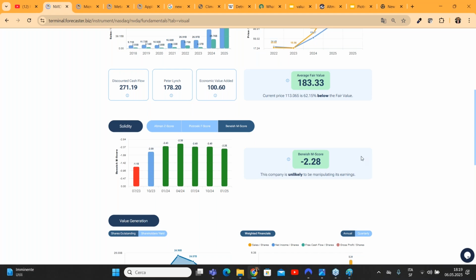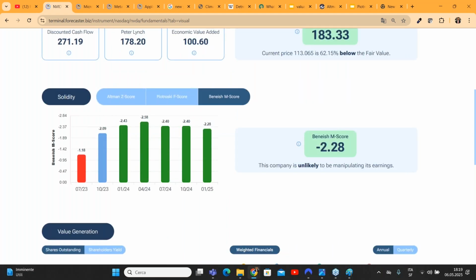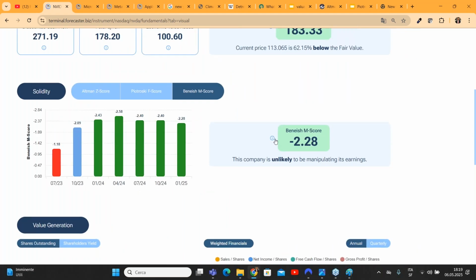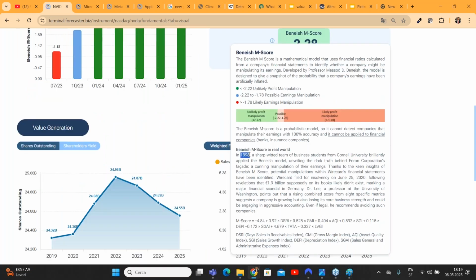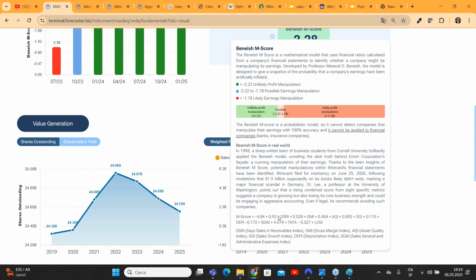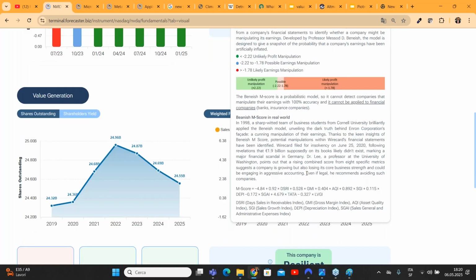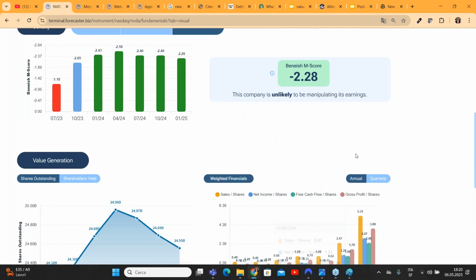Okay, this is a very popular ratio because, I don't know how old you are, but if you go back to '98, students from Cornell University applied the Beneish model and they unveiled the dark truth behind their corporation facade. And this is something really interesting because this is the formula. It's a little bit complicated, but of course you have the formula. It tells us if something bad has been done with the numbers inside the income statement and balance sheet.